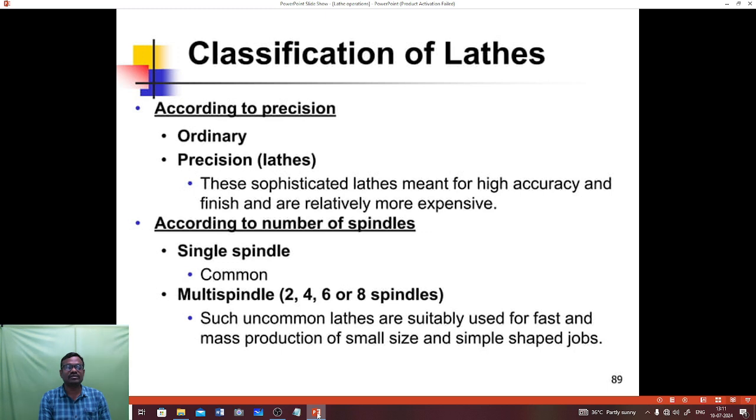According to number of spindles, lathes are classified as single spindle and multi-spindle. Multi-spindle lathes are uncommon lathes and are suitably used for fast and mass production of small size and simple shape jobs.